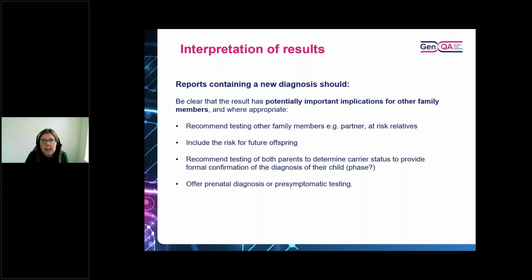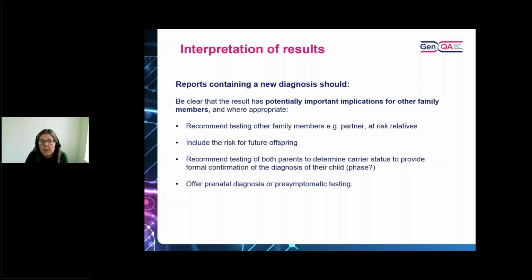So you also need to think about how you interpret your results based on the results that you have obtained. So for instance, if you're looking at a patient who has a new diagnosis for which you have found a pathogenic variant, you need to be clear within that report that that result potentially has important implications for other family members. But again, we need to think about where this is appropriate. Obviously, if a patient is adopted, then that's going to be of less importance because there may not be any information on other family members.